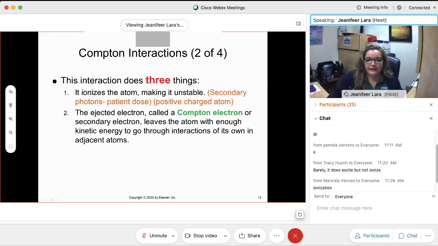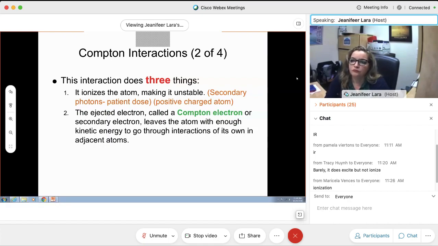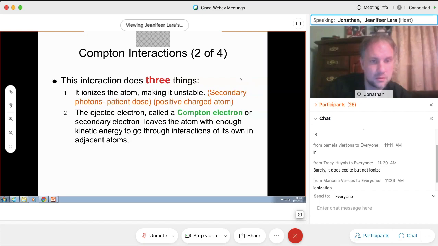All right, number 2. The ejected electron now has a name: Compton electron, or sometimes called the secondary electron, but let's just stick with Compton electron. It leaves the atom with enough kinetic energy to go through interactions of its own with adjacent atoms. What kind of interactions do you think that could be? Anyone? Brems? Could be. Possibly, but we're going to stick to Brems inside of the two because I don't want to confuse.